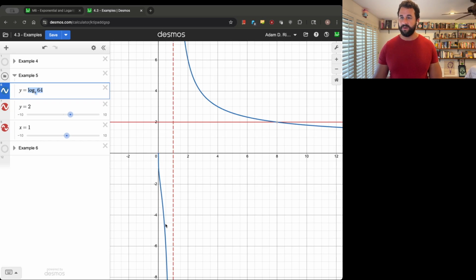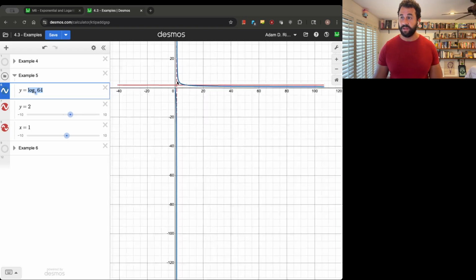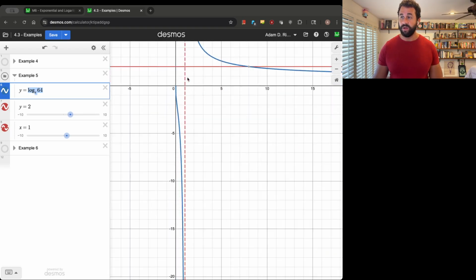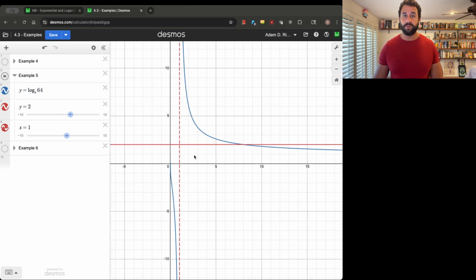One thing I want to point out, notice that there's an asymptote at 1. There's asymptotic behavior when x is equal to 1. Because remember, x can't be equal to 1. The base of the logarithm cannot be equal to 1. That is why that is excluded from the domain of our variable. X can't be 1 in this equation, right?